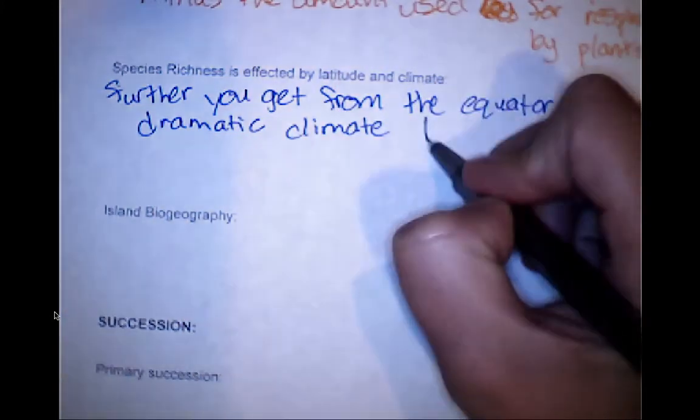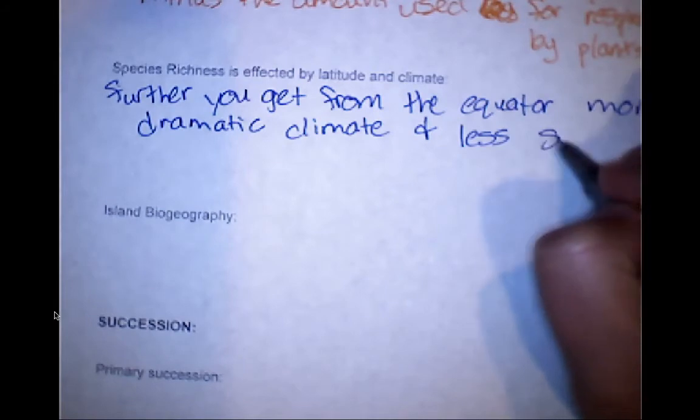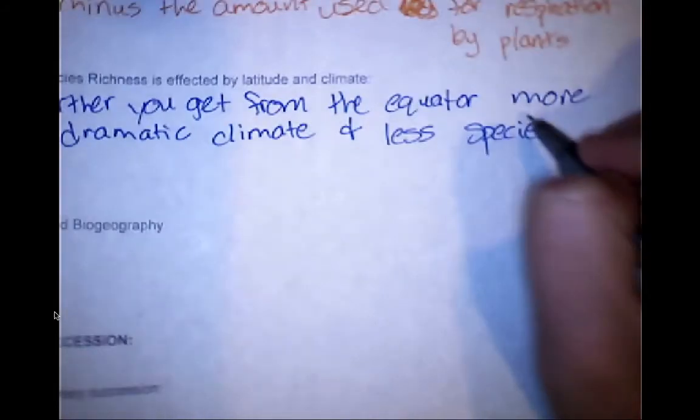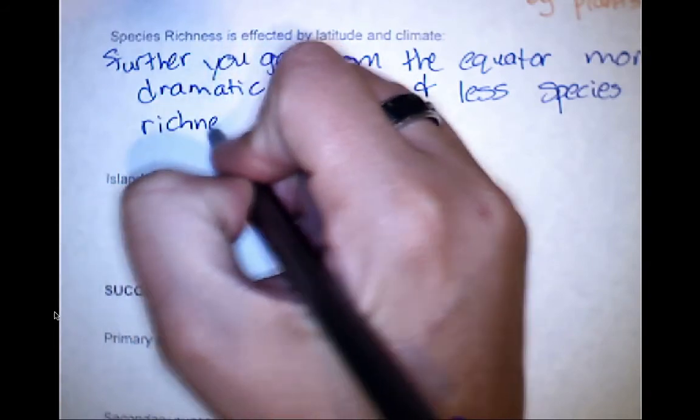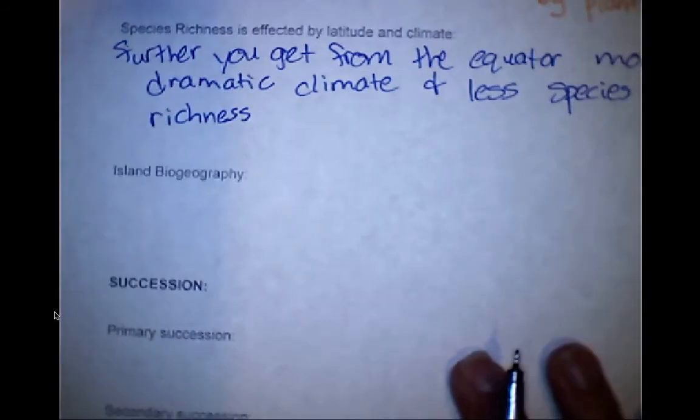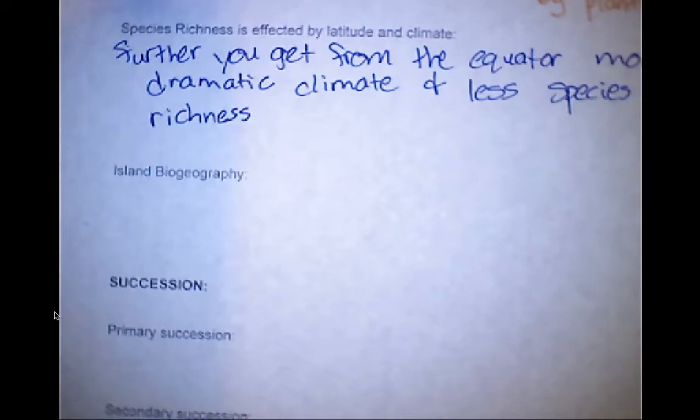And less species richness. It's harder for species to adapt to those changes, and so less of them have done it. And so there's less species in the Arctic, less species diversity in the Arctic than there is at the equator. It's just how it is.